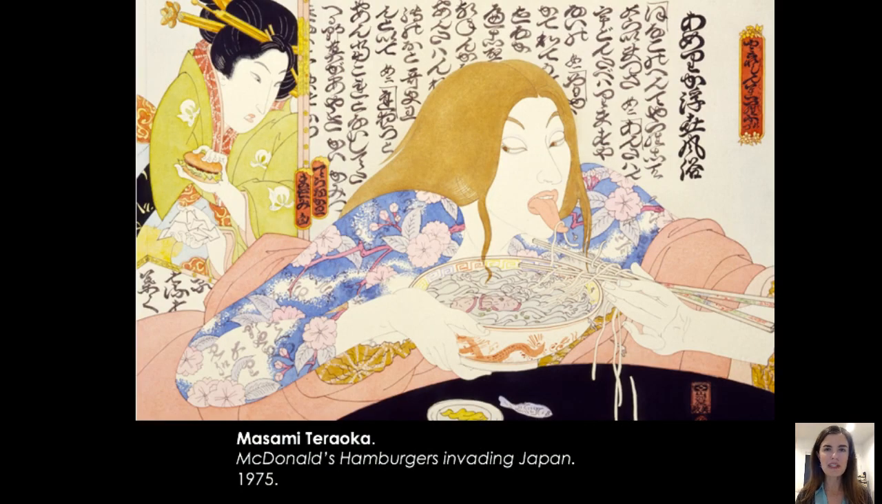Another one of his series I just think is kind of funny. This one is from the 1970s, called McDonald's Hamburgers Invading Japan. So this is a commentary: the kind of woman you might see in a ukiyo-e print, the courtesan figure who seems disgusted by her hamburger, contrasted with a woman who again has this tattooing, who's eating a bowl of noodles. And so it's this contrast of Western culture embracing Japanese cuisine and the fact that the Japanese are now forced to eat McDonald's hamburgers.